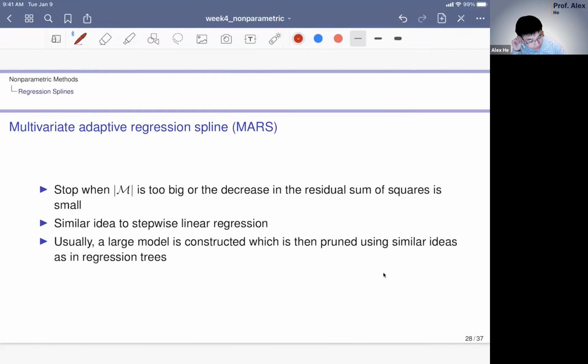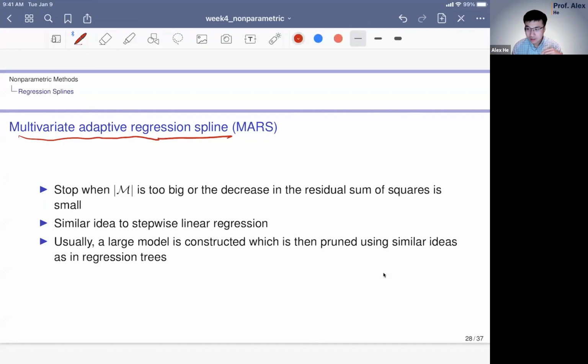So this is called the multivariate adaptive regression spline, short as MARS. What this does is work iteratively. It's kind of like stepwise regression. In stepwise regression, you have many variables and you want to select which ones to include in the regression.